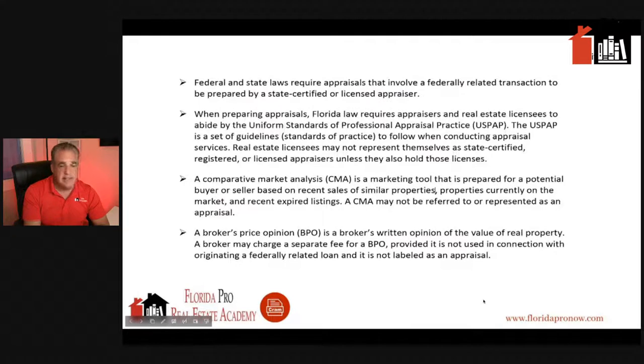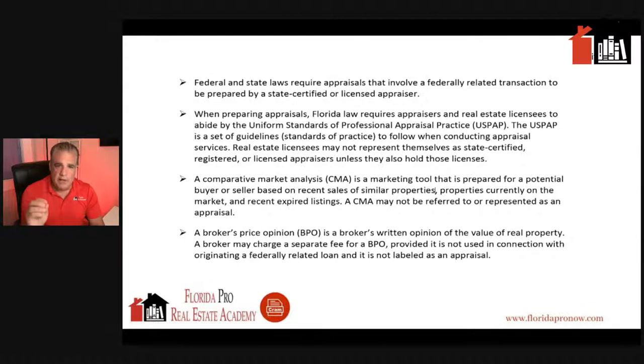Okay, let's go ahead into this next one. This is going to be a question that's going to come up. Can real estate licensees do appraisals? The answer is yes. We can do appraisals. Can we get paid to do appraisals? The answer is yes. However, please understand this.